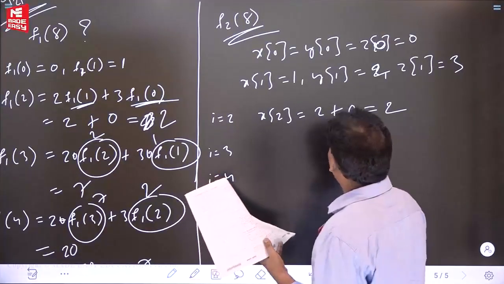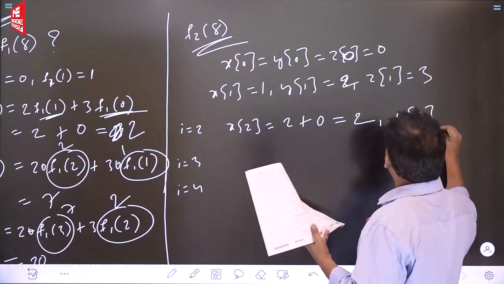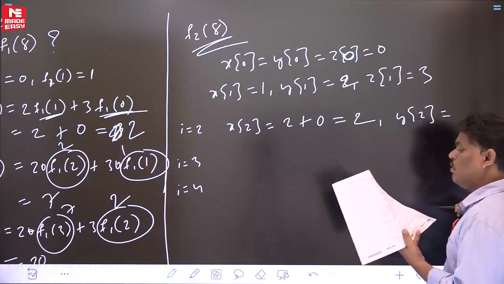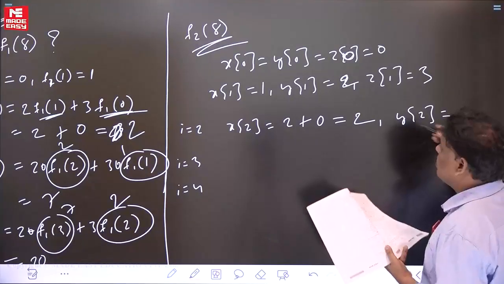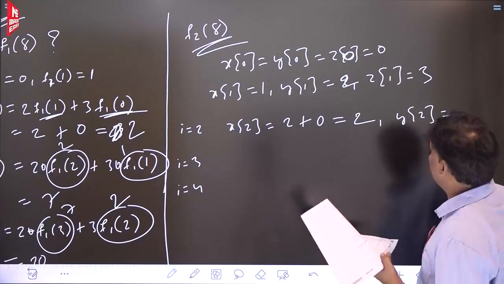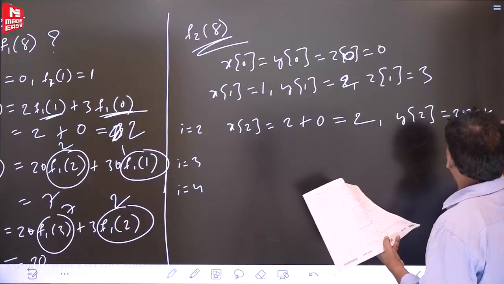What about the next one? What about y? Let's check the y also. y2 is equal to 2 times x2. What is x2? Already we got it. x2 is going to be 2. So this is going to be 2 into 2, which is going to be 4.